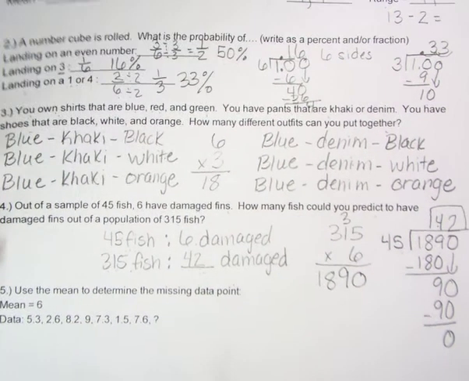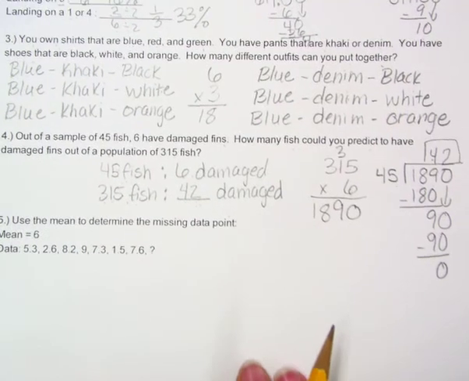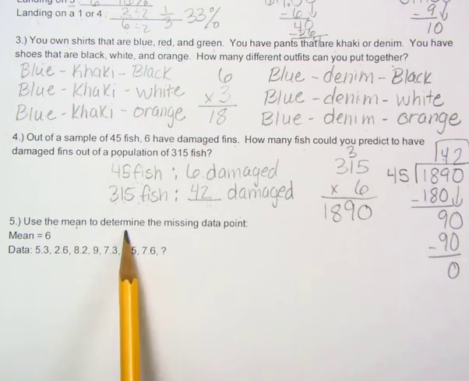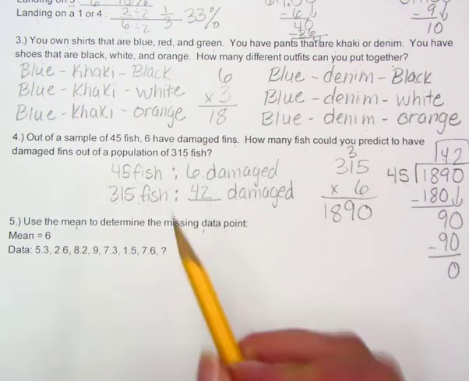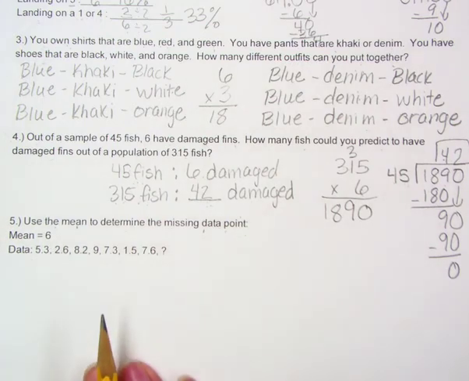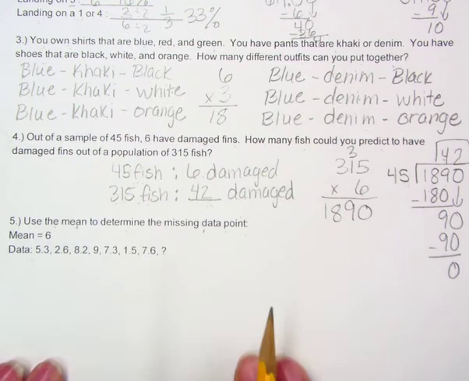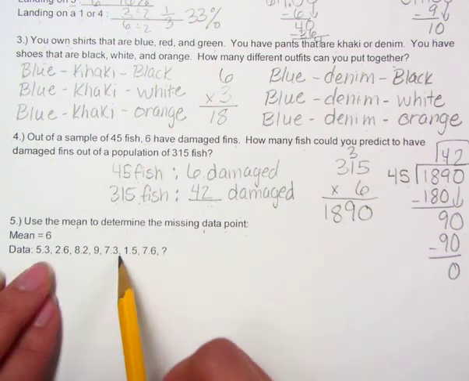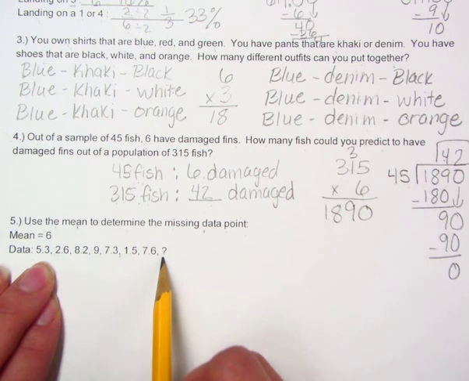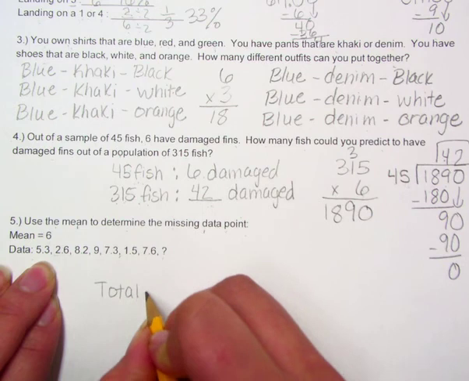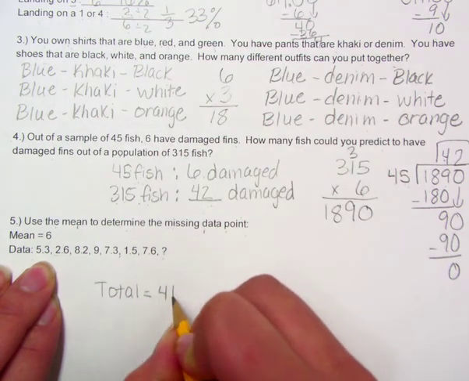Your last problem, number 5, use the mean to determine the missing data point. So they give us the mean, which is 6. They give us the data. So let's first look at adding up all these numbers. So if you add up all the decimal numbers, your total would be 41.5.